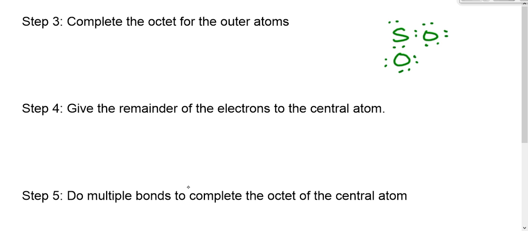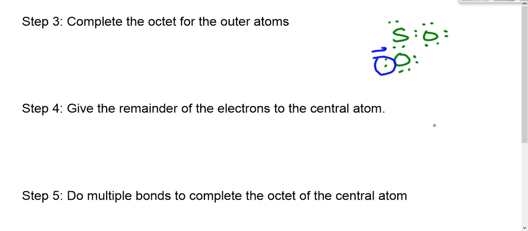Step 5, do multiple bonds to complete the octet of the central atom. Well, let's take a look. We know there's 8 dots on each of the oxygens, but there's only 6 electrons on the central atom. So we need to do a double bond. Now you can double bond either side. You can double bond the right side or the left side. So how are we going to do that? Well, we're going to put 2 more electrons from oxygen also into the middle here.